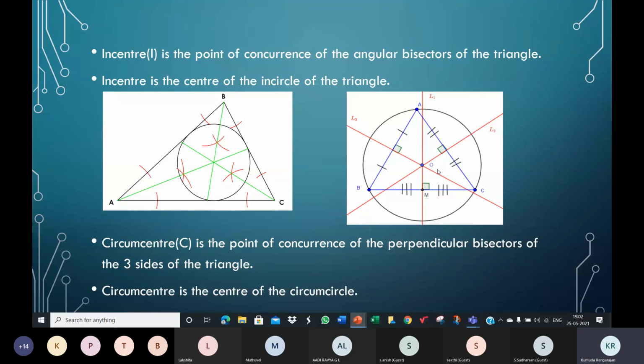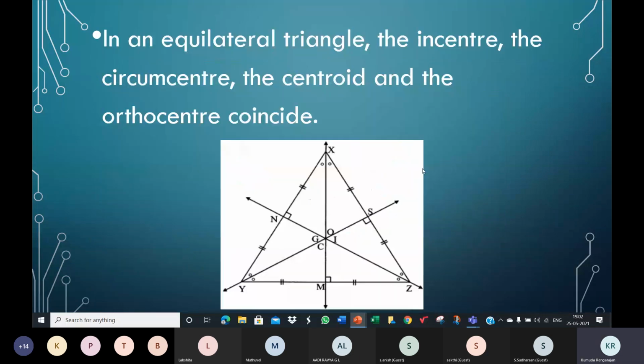incenter, circumcenter. Now, all this applies to an equilateral triangle. How does all this apply to an equilateral triangle? So here XYZ is an equilateral triangle. Now what happens is this line which you see bisects X, so it's the angular bisector. And this one is also the perpendicular bisector of YZ.